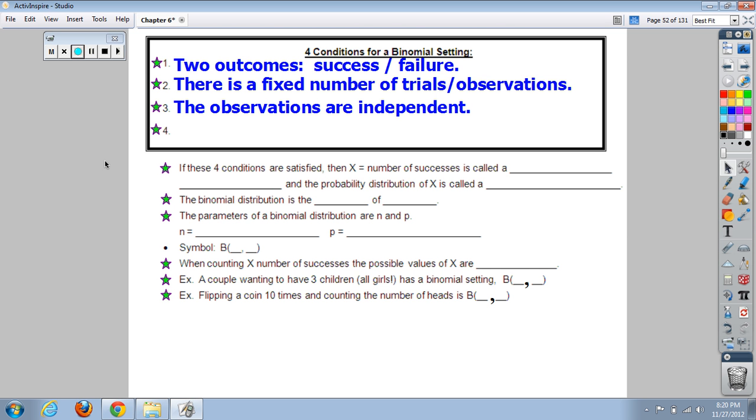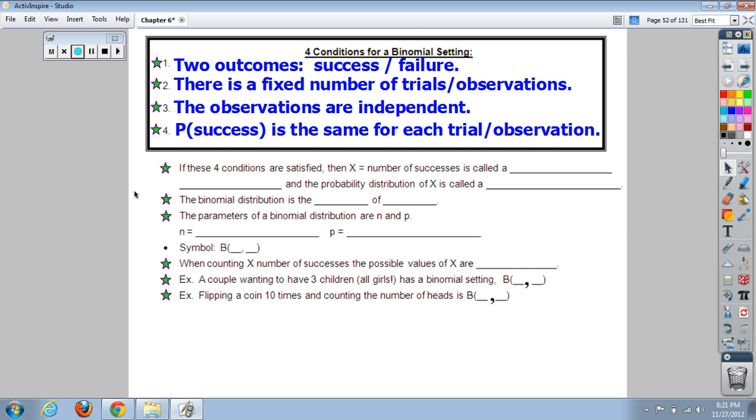Number 3, the observations are independent. So, for example, each flip of the coin is independent of each other. Each child that you will have is independent of the previous children that you have had. And number 4, the probability of success is the same for each trial or each observation. So with the coin flipping, if we call heads a success, the probability of a head stays 50% regardless of what happened the time before. Boy or girl, 50-50 chance. Even and odd is a 50-50 chance.